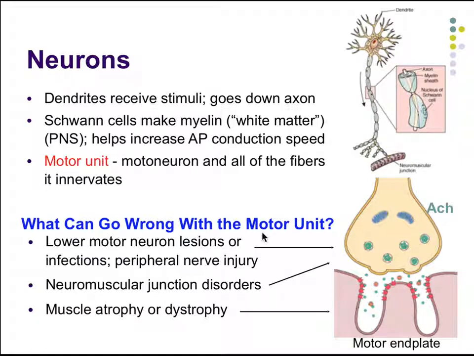So what could go wrong with the motor unit? So here we have a blowup of our neuromuscular junction right there. So here's our somatic motor neuron terminal. Here's the muscle, and the muscle where the neuromuscular junction takes place is known as the motor end plate. And we have these invaginations, and we have clusters of our nicotinic acetylcholine receptors. So things that can go wrong could be we can have a lower motor neuron lesion or infection, or we have just peripheral nerve injury. We can have issues in the neuromuscular junction itself, or there could be an issue in the muscle. So we can have muscle atrophy or muscle dystrophy.